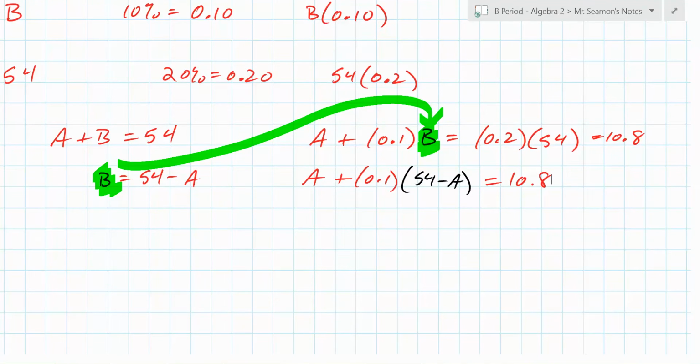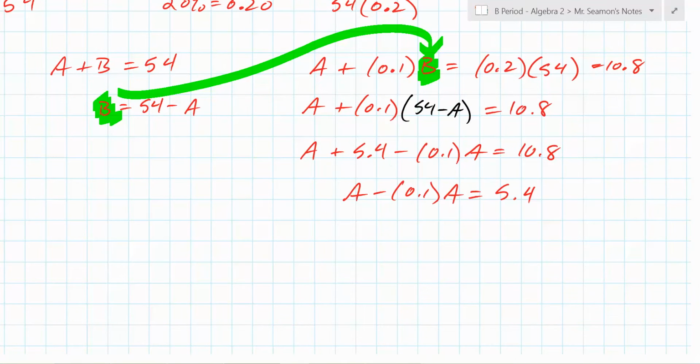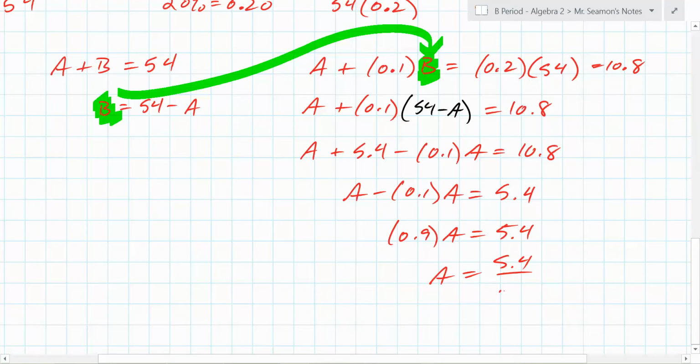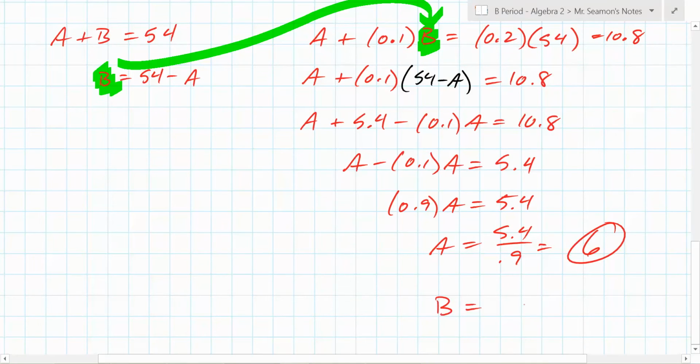One word for what we need to do next. We're going to distribute to simplify. It's going to be 5.4 minus 0.1A equals 10.8. What do I subtract from both sides? So you have A minus 0.1A is equal to 5.4, because 10.8 minus 5.4 is 5.4. What is 1A minus 0.1A? 0.9A equals 5.4. A is equal to 5.4 over 0.9. What's that? 6. And you know that A plus B is what? 54. So B is going to be 48.